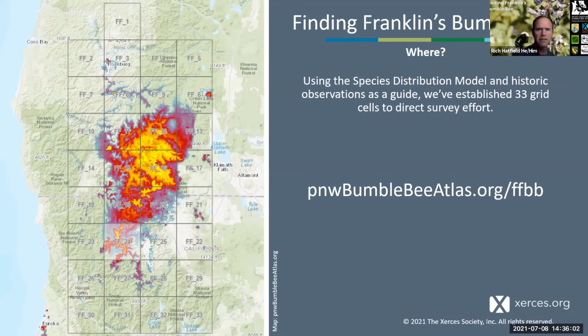So you can find this grid if you're following at home alone and have a couple of screens and want to look at two things at once. You're welcome to go to pnwbumblebeeatlas.org/ffbv. That's where you'll find this sort of focused effort for Franklin's bumblebee.